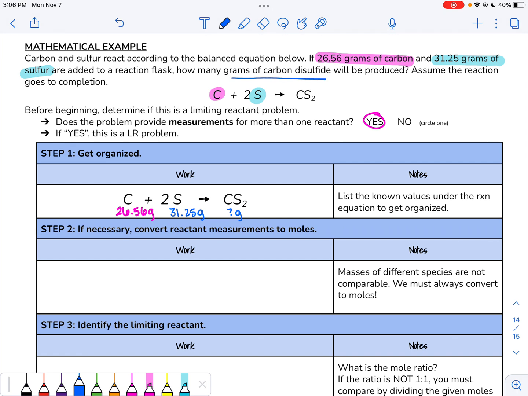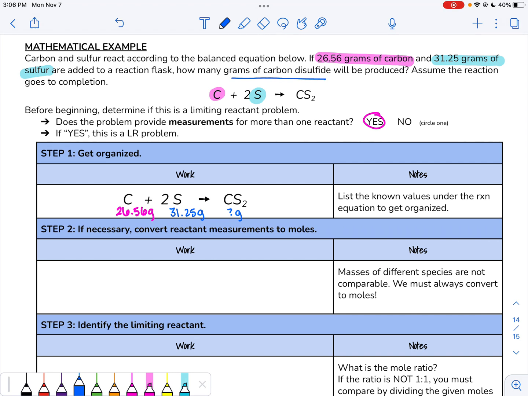Step 2, if necessary, convert reactant measurements to moles. It's not practical for us to measure or to compare masses of different species. If you have an insane amount of hydrogen, that doesn't necessarily mean that hydrogen is not going to be the one to run out first, because hydrogen also has a super, super light molar mass. So you can't compare masses of different species.